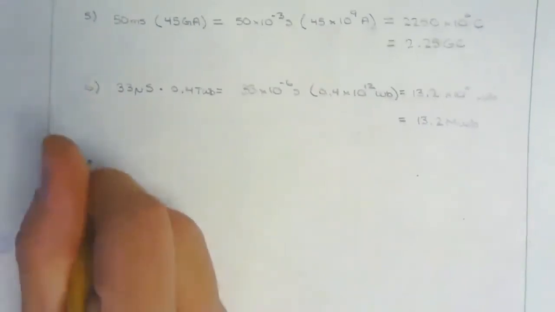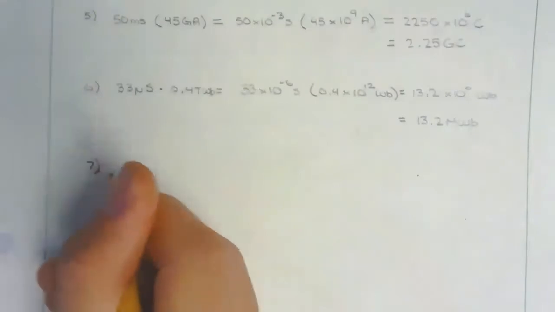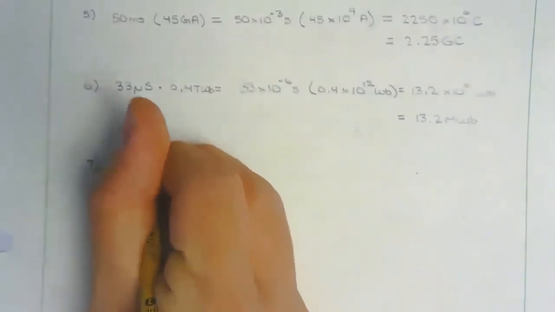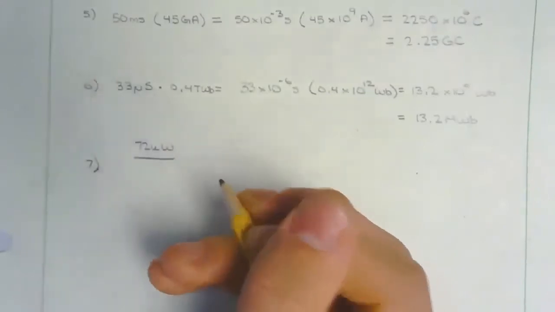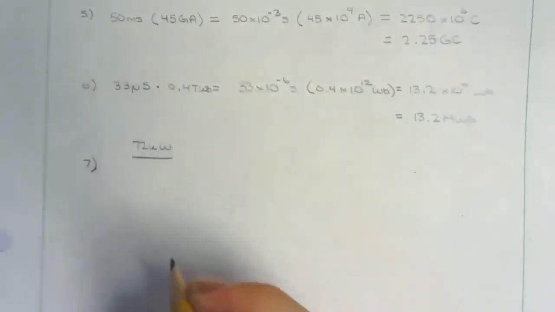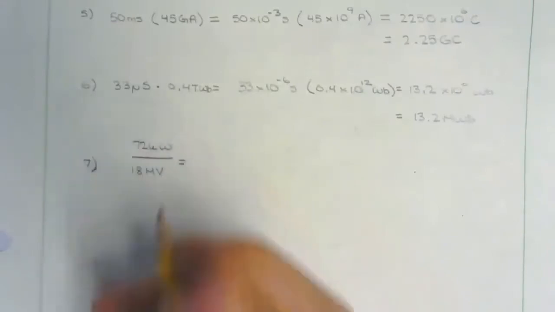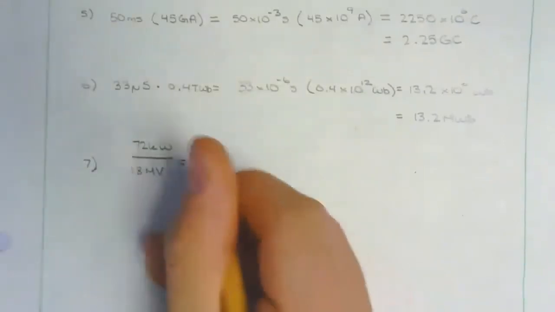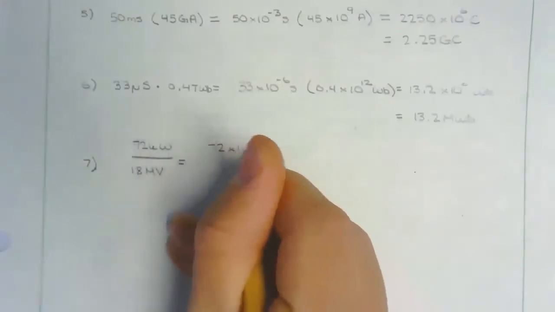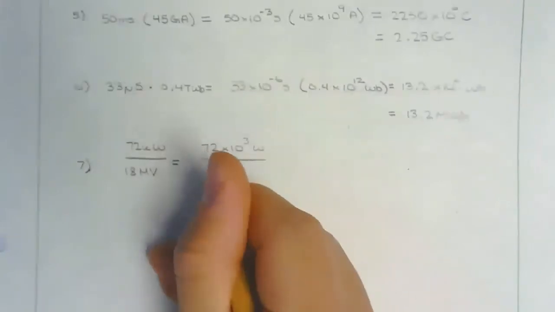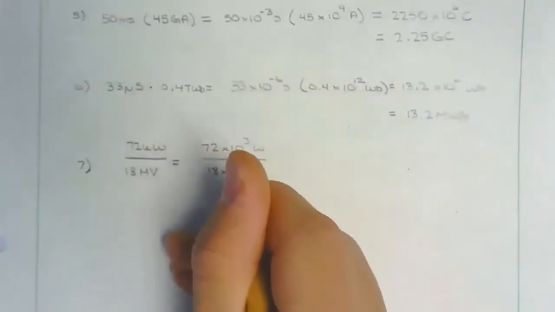Number 7. So number 7 is going to be 72 kilowatts over 18 megavolts. So back to division, we have something new again. We're going to have 72 times 10 to the positive 3 watts over 18 times 10 to the 6 volts.